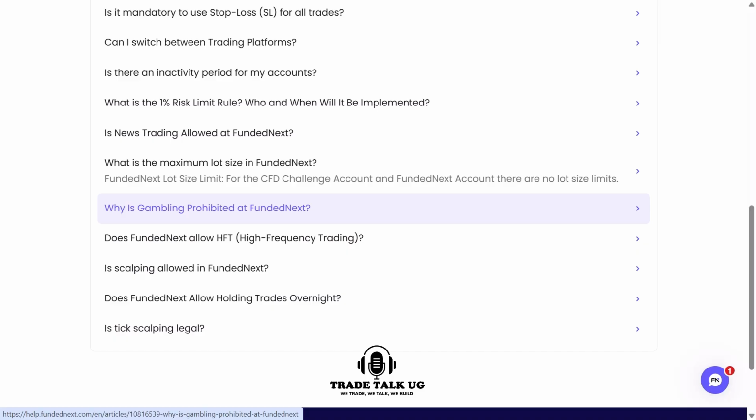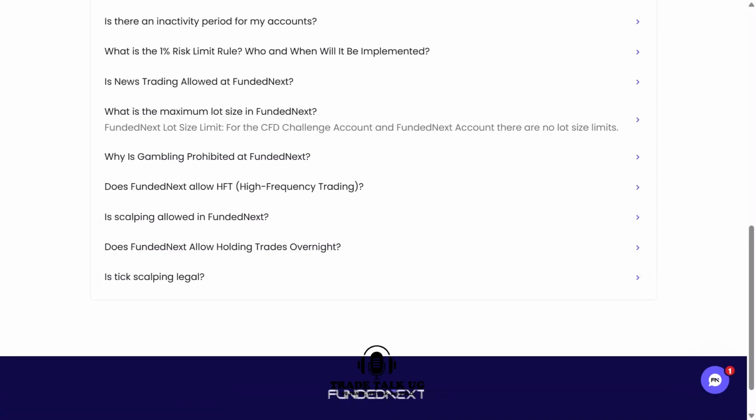Like assuming you are trading Euro USD using 0.1%, and when you get maybe a signal somewhere on gold and you over risk, they will really detect that this person is gambling because he's not consistent in his risk management. Scalping, that one has no problem. Is tick scalping legal? That one has nothing to do with it, because when you're trading a FundedNext account, the rule that matters is risk management. That is about daily drawdown and maximum drawdown, and not risking above 2%.